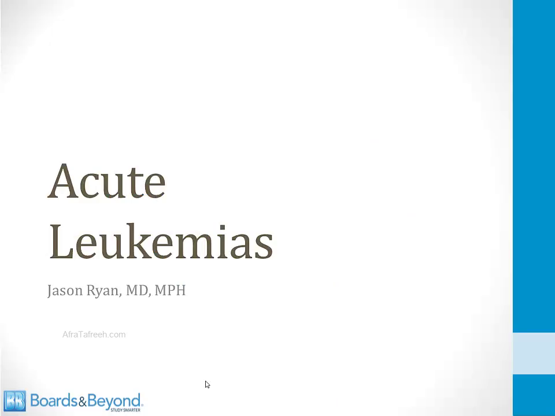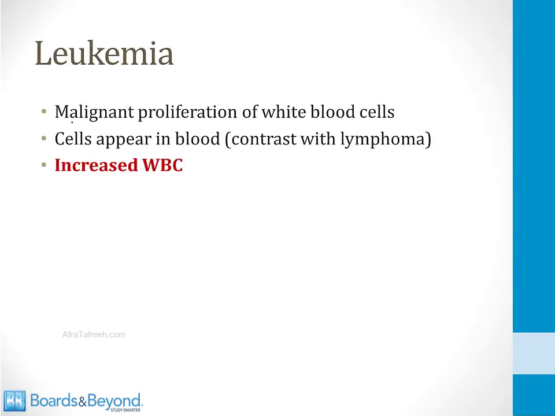Hi everybody and welcome to our module on acute leukemias. Leukemias are caused by a malignant proliferation of white blood cells, and the hallmark of a leukemia is that an increased number of white cells appear in the blood. That's why it's called a leukemia.